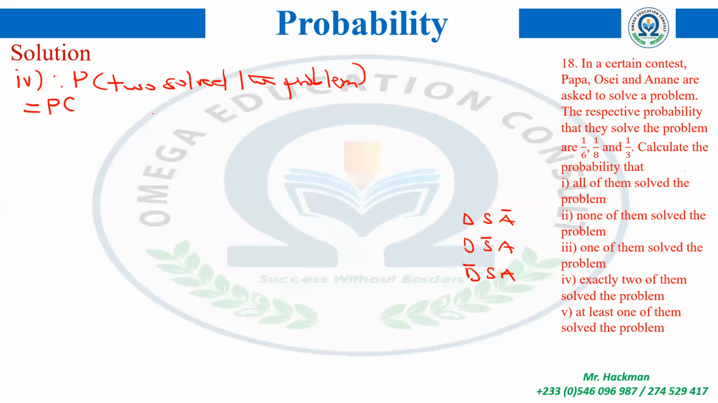Yes, please. Okay, so my first possibility will be D able to solve and S able to solve, and A not able to solve. One possibility. Or my second possibility will be P, D able to solve, and S not able to solve, and A solved. Or, the last possibility, P, D not able to solve, and S solved and A solved. Is that clear?